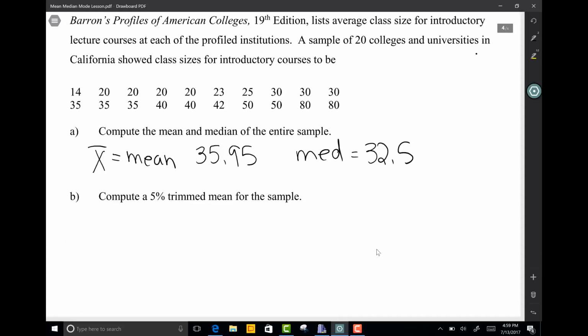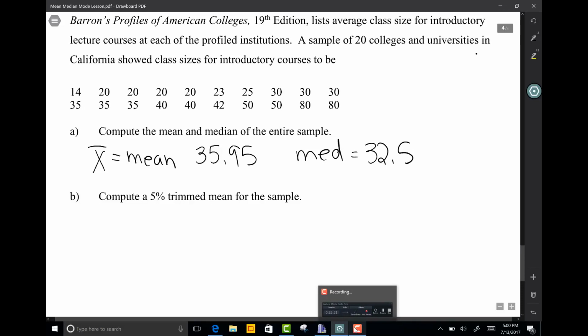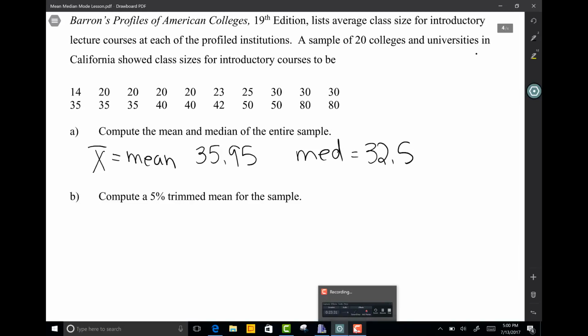Okay, now we're going to talk about a 5% trimmed mean for the sample. What we're going to do is calculate a new mean from this data set if we take off some of those values. And what we mean by 5% trimmed is we're going to take 5% from the lowest value and 5% from the highest value. The reason why we do this is if we have an outlier that might skew our distribution, we want to get a more accurate picture of what's going on and take that outlier out so that the mean is more accurate and closer to the median.